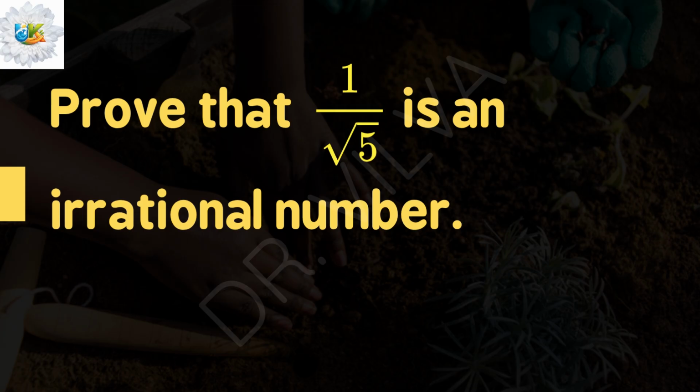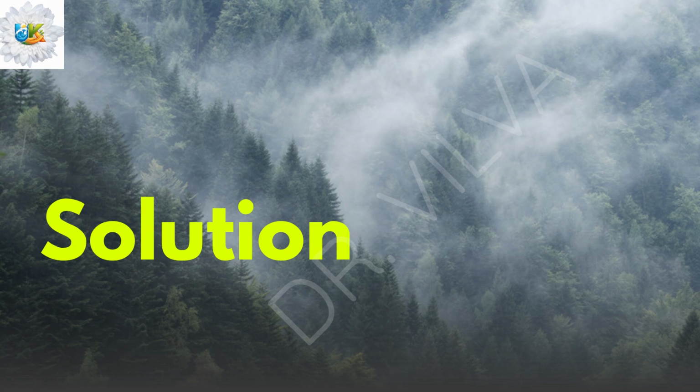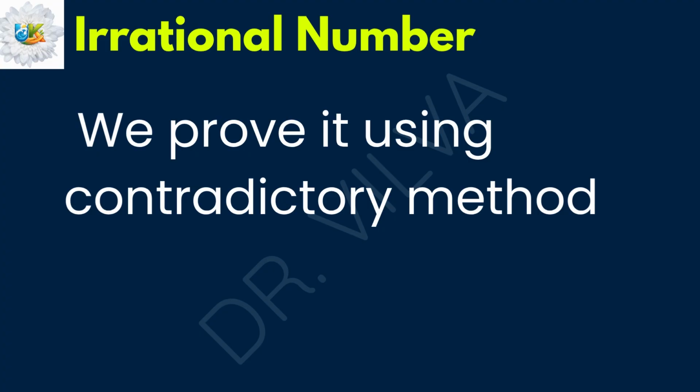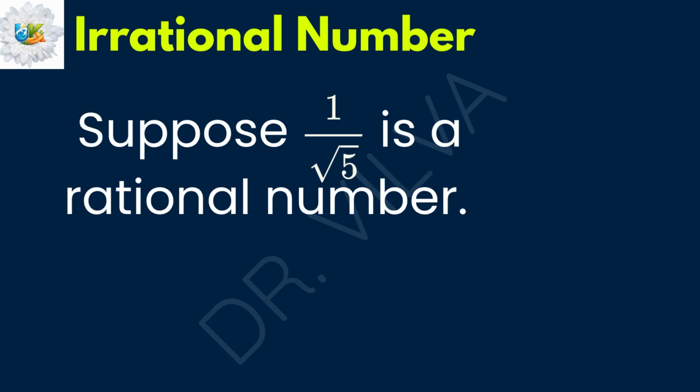Our next question is to prove 1 by square root 5 is irrational. Now, proving something is irrational directly can be tricky. So, instead, we are going to use a brilliant mathematical strategy called proof by contradiction. To start a proof by contradiction, we begin by assuming the exact opposite of what we want to prove. So, I am going to take 1 by square root 5 as a rational number.